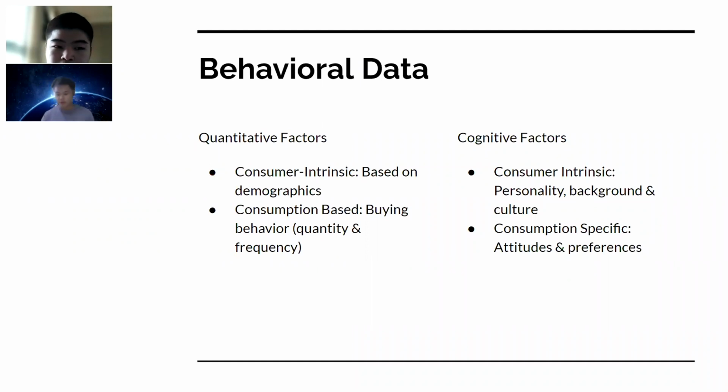Moving on to the next chapter, behavioral data for consumers. This can be broken down into two, the quantitative factors and the cognitive factors. For the quantitative factors, the first one is consumer intrinsic, which is based on demographics, and the other one is consumption based, which is the buying behavior of the consumers. And for cognitive, it can be broken down into consumer intrinsic too, the personality, background, and culture. And the next one is consumption specific, which is about attitudes and preferences.